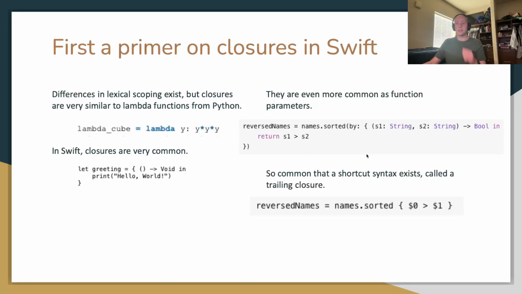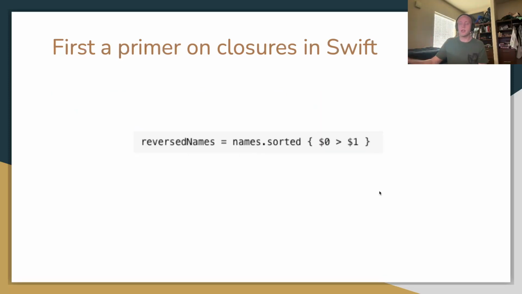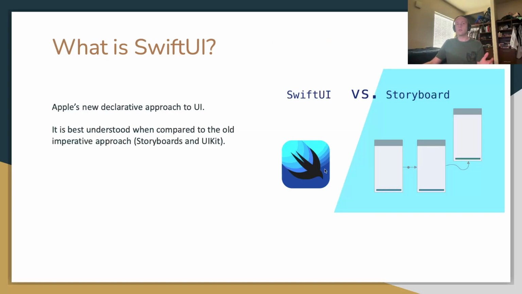So there's a shortcut syntax called a trailing closure. Trailing closures take the last parameter. If the last parameter is a function, then it will just put these curly braces on the end and accept that as the last parameter. Here, sorted only has one parameter. The last parameter is this function, and it's the only one. So we don't even need the parentheses. So you can see those are missing. Instead, we just take this function body, and that gets passed in as the parameter, and everything's easy to read and understood by Swift. So what is SwiftUI?